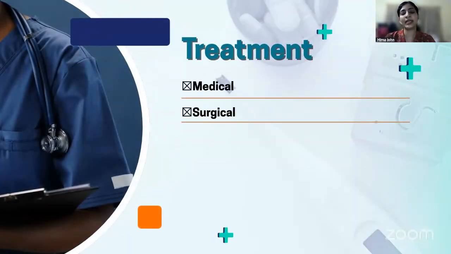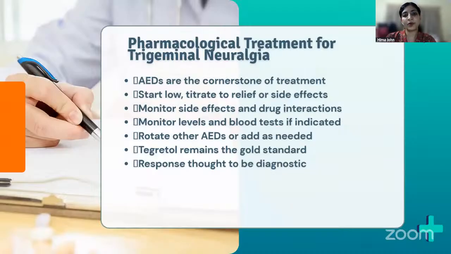Now, treatment can be divided into medical and surgical. Now, medical treatment, basically what we do is, whenever we suspect a patient has trigeminal neuralgia or it's a clear-cut case of trigeminal neuralgia, we always start off with anti-epileptic drugs. That is the cornerstone treatment for trigeminal neuralgia. Always start off with as minimum a dose as possible, then increase the dose as and when required, or if the patient responds to the minimal dose, that is enough.